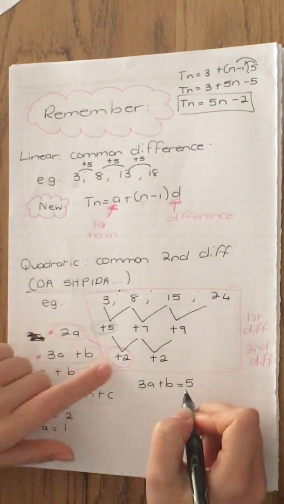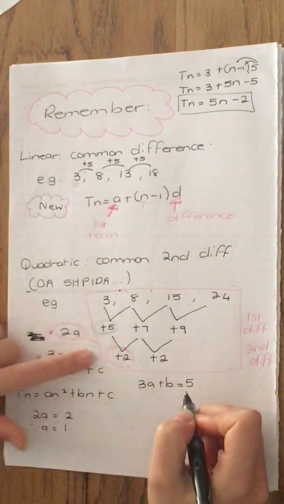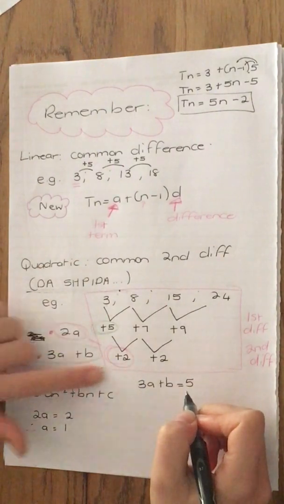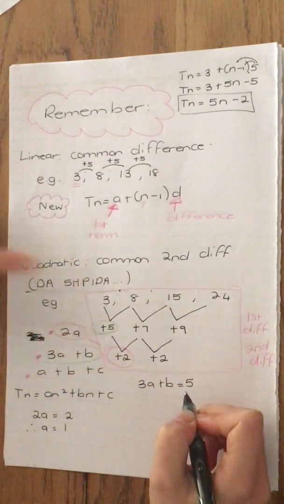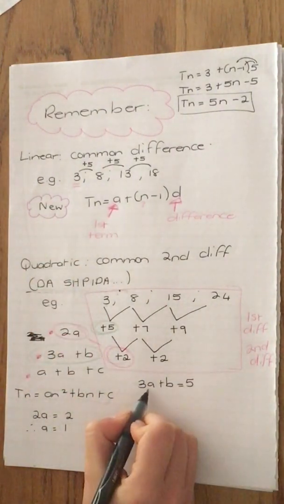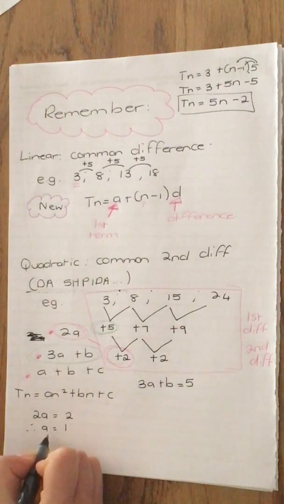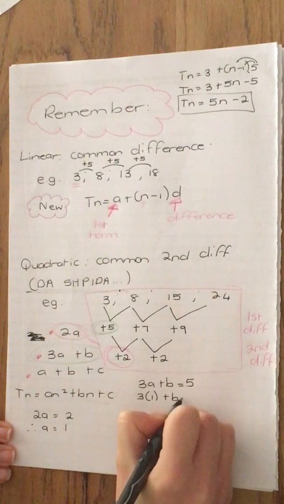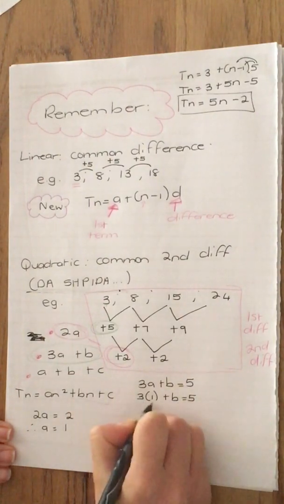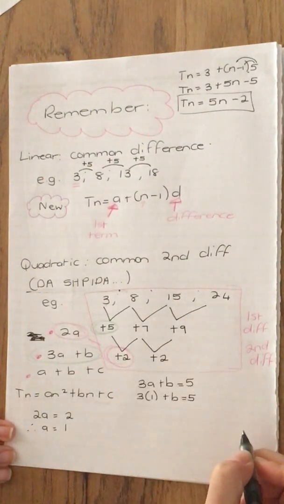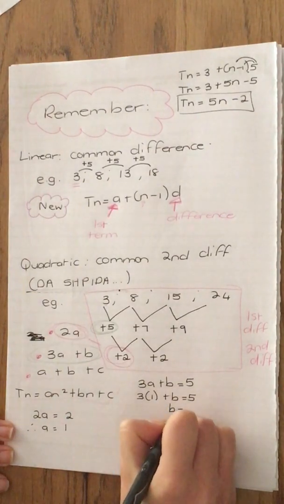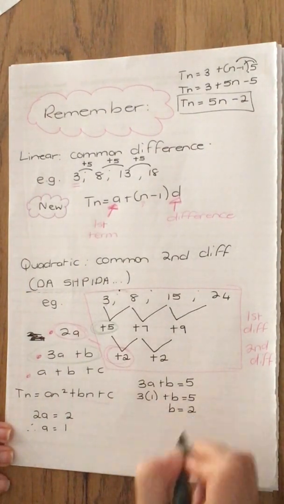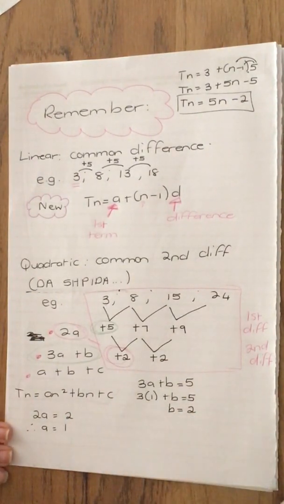So remember 2A goes with your bottom one. Then 3A plus B goes with this one. And A plus B plus C goes with your top one. Okay, but remember A, you've just calculated it. A is 1. So we can replace the A with a 1. Okay, and then this just becomes 3. Take it over, becomes minus 3. So B is equal to 5 minus 3, which is 2. Okay, so that's that done.